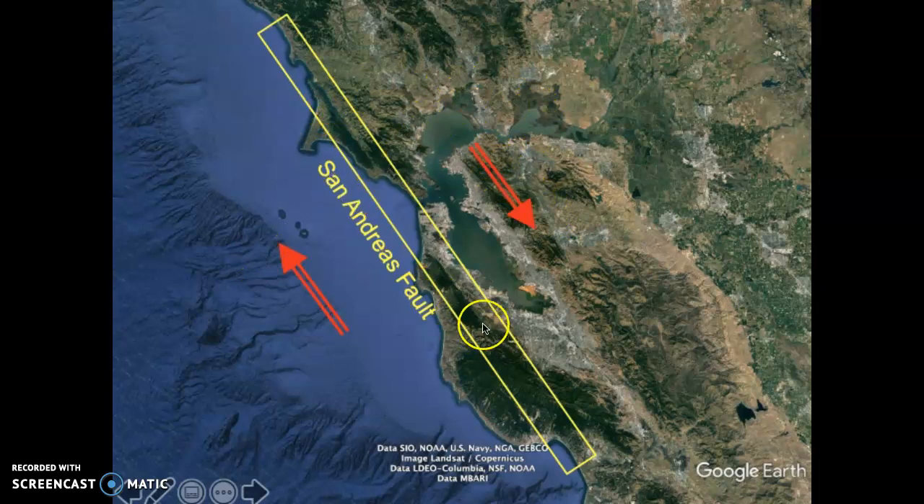and the relative motions are shown with those red arrows. What we're going to do on the next slide is kind of focus in on this area up here. This is called the Point Reyes Peninsula. You'll notice there's kind of a cleft associated with the San Andreas Fault zone right there. So let's take a look at that.